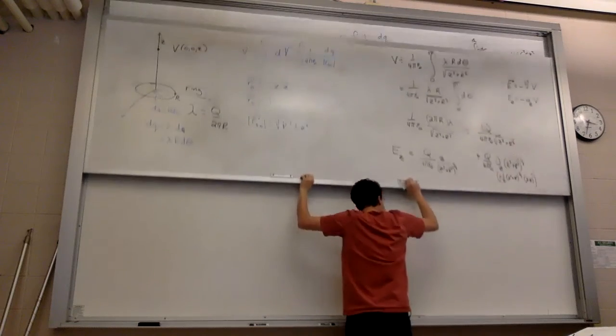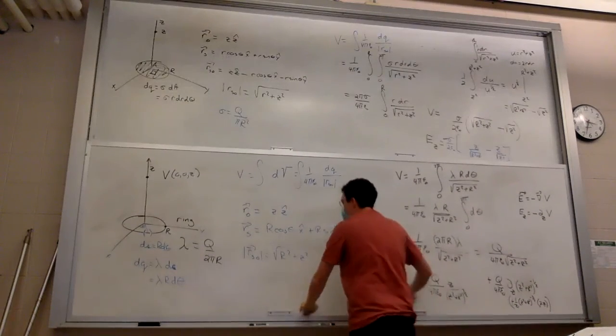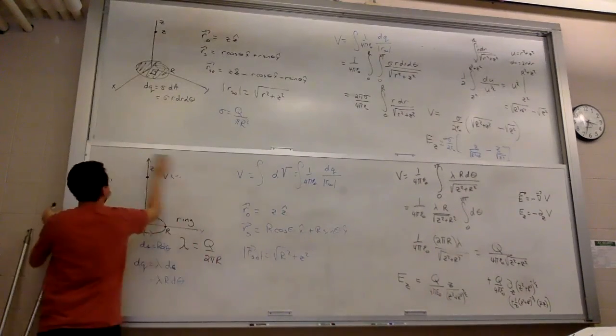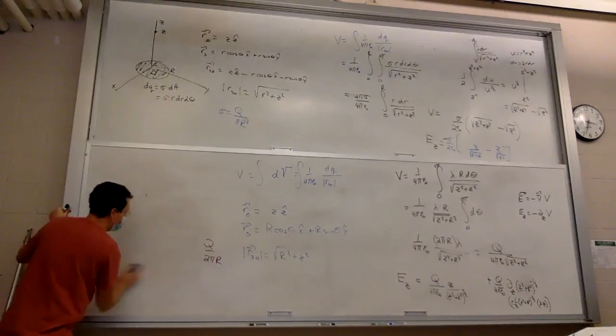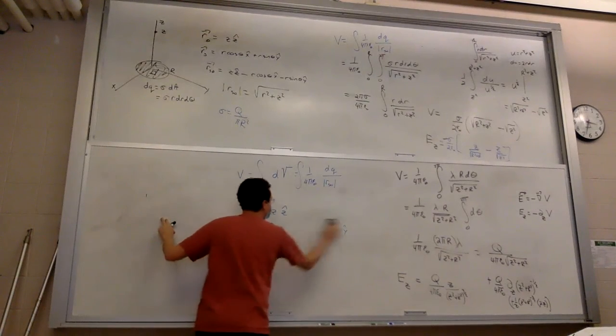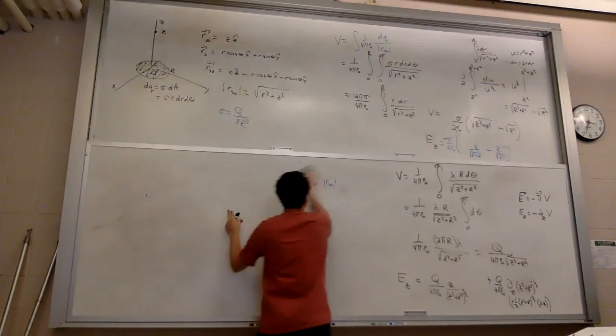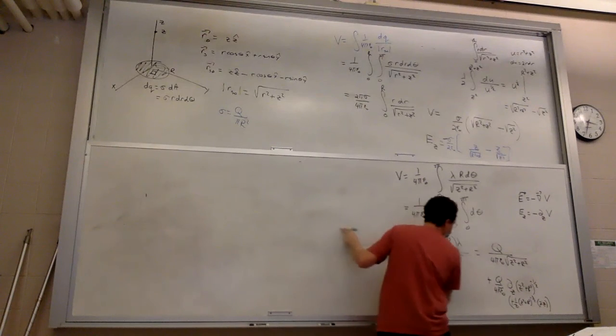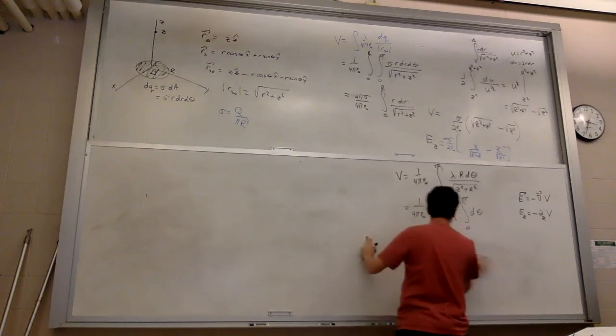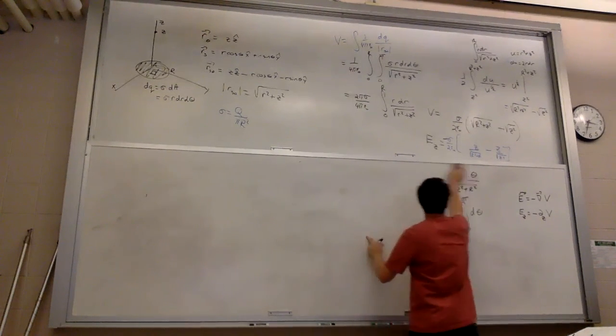So, for this, if you make capital R really, really, really big compared to Z, look what happens to the electric field. It gets really simple.